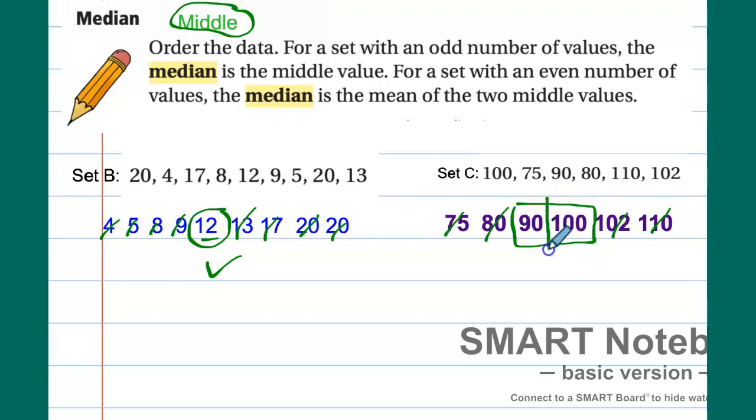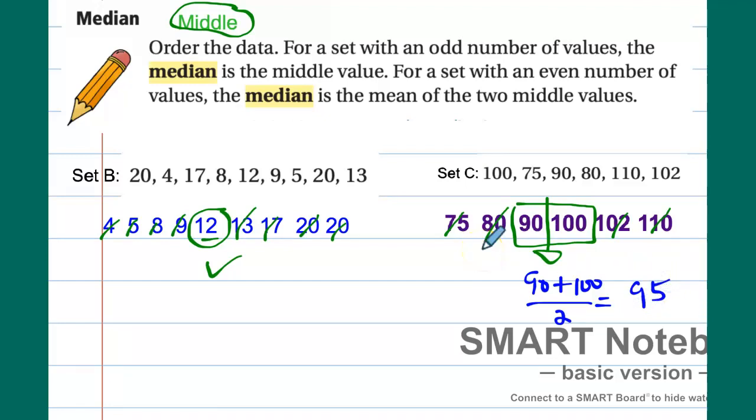So what do you think is the number between them? Okay, so obviously we know that it's 95. But what if it is hard for you to figure out? You're going to do 90 plus 100 and then divide it by 2. So you find the median of those two. 190 divided by 2 will give us 95.